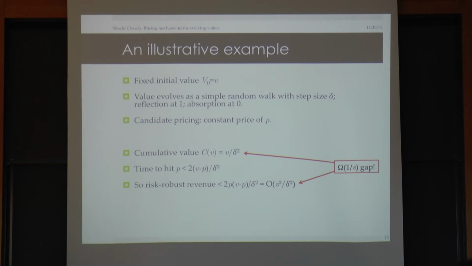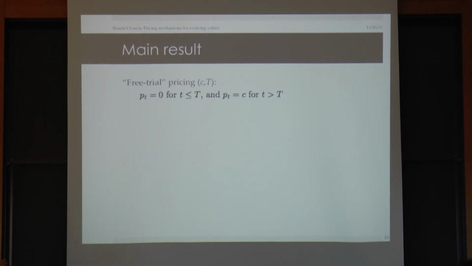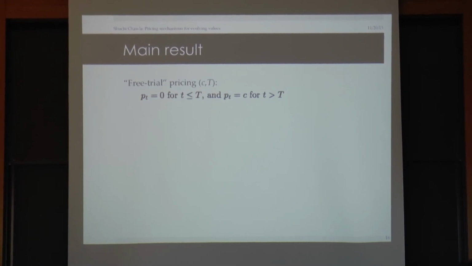Okay, so I'm speeding up a little because we're almost out of time. So the point of this work is to show that in fairly general settings, there's a simple modification of the pricing that I just showed you that gets a constant approximation. And this simple modification is that we charge a price of 0 for some number of steps. So this is like giving a free trial to the customer. And then we have a fixed price per step.